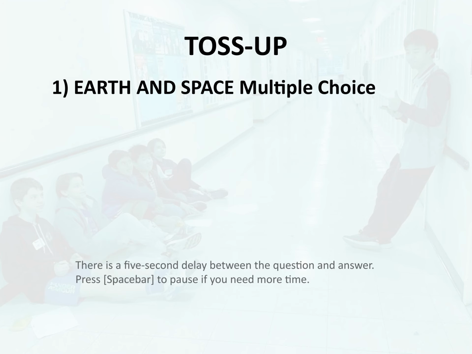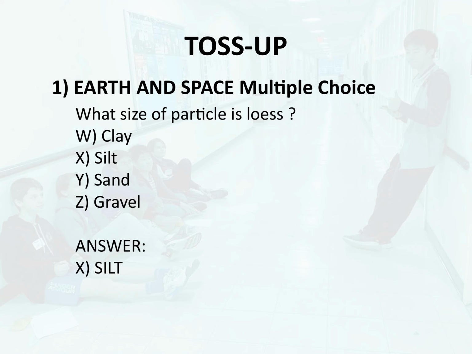Toss-up 1. Earth and space multiple choice. What size of particle is less? W. Clay, X. Silt, Y. Sand, Z. Gravel. Answer, X. Silt.